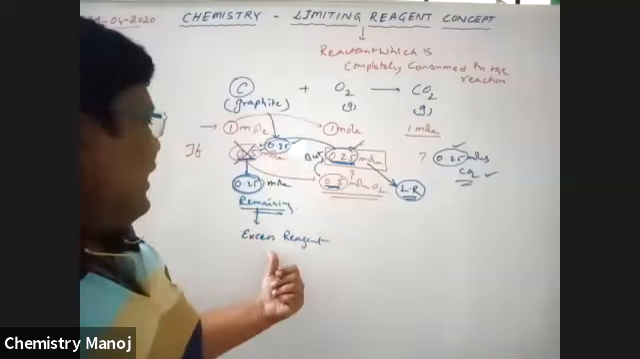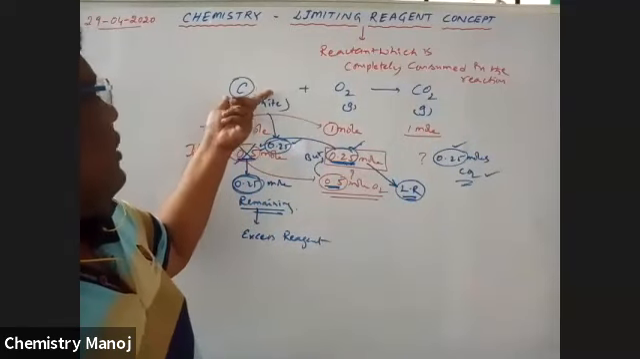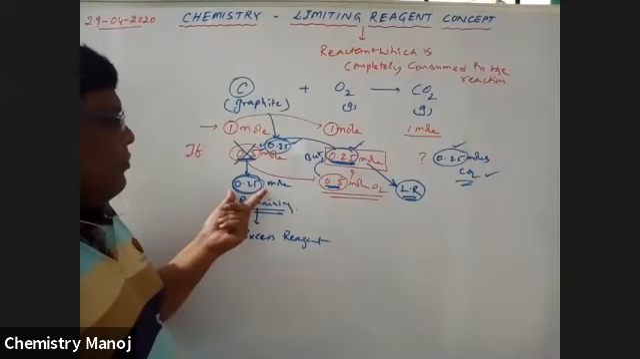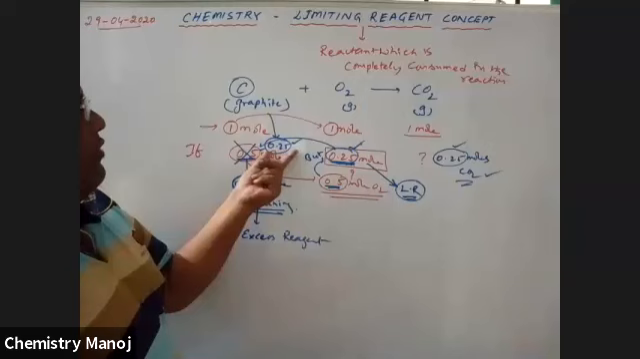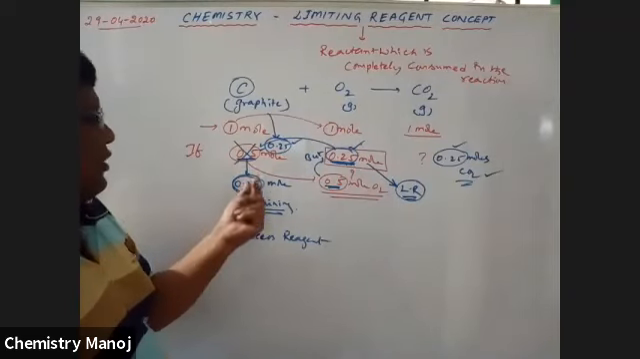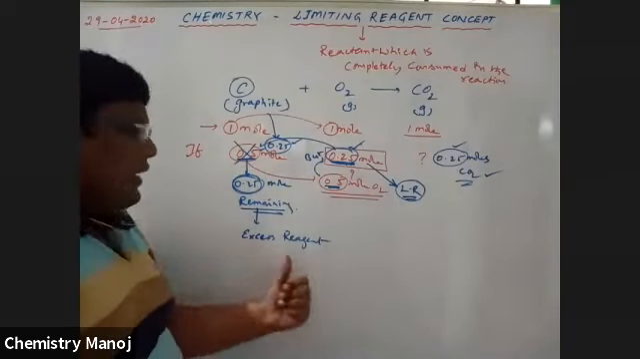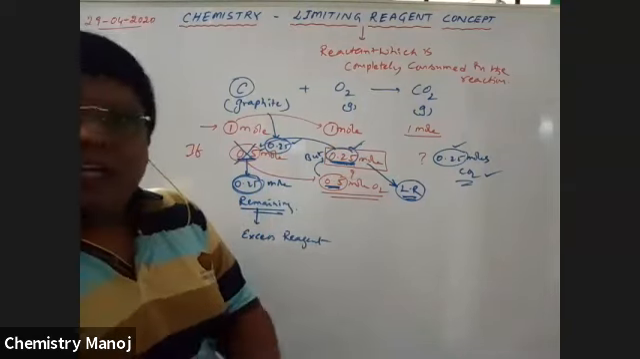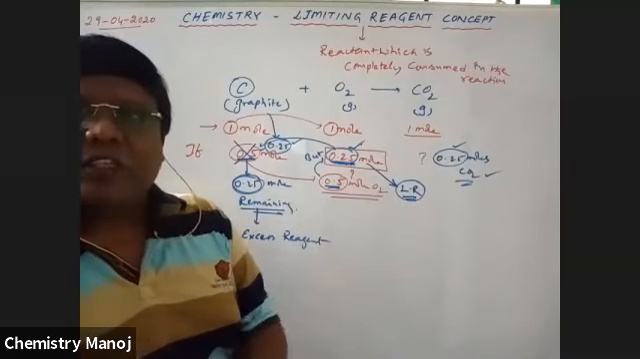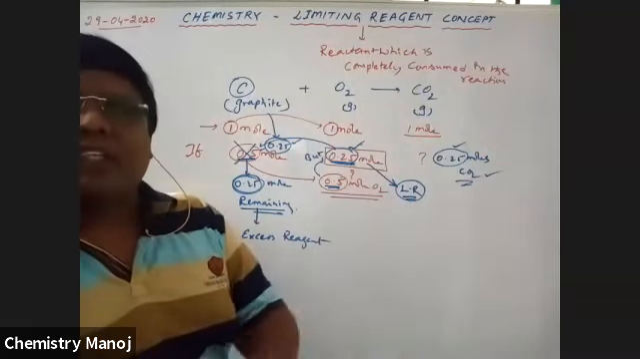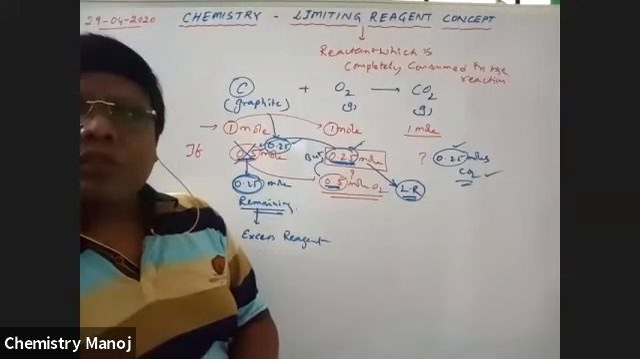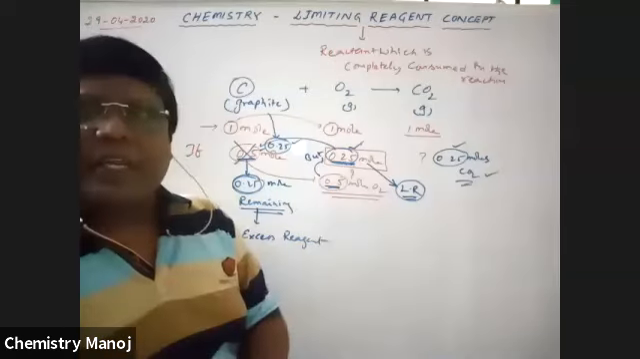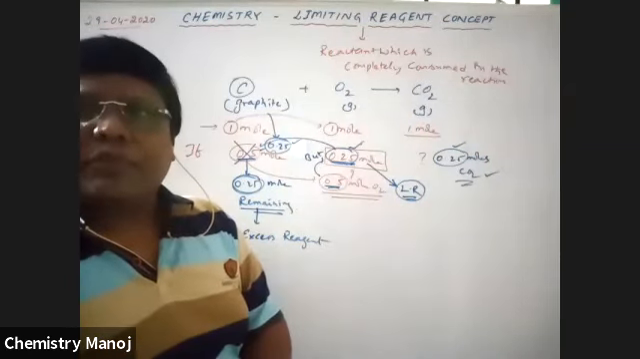How much is in excess here? Graphite is in excess. How many moles? 0.25. Why 0.25? Because 0.25 was involved in the reaction out of 0.5, so the remaining value is 0.25. That is the excess reagent. In a chemical reaction there are two types of reactants: one is the excess reactant, another is the limiting reactant. If two or more chemicals are there, only one is the limiting reagent, and all the remaining ones are excess reagents.